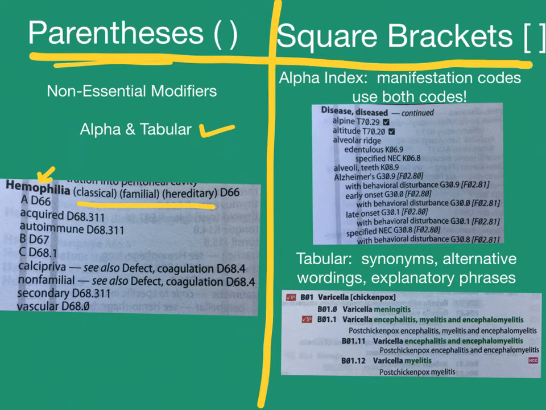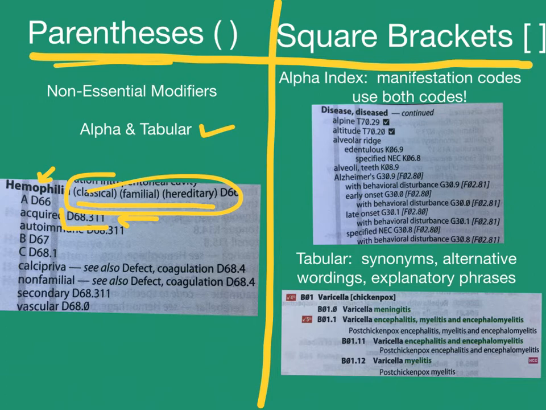So whether the documentation states classical acquired hemophilia or hereditary acquired hemophilia or just acquired hemophilia, the code would be the same for any of these options. So again, these are just supplemental words that may or may not be present in the medical documentation, but either way, they do not affect the code assignment.